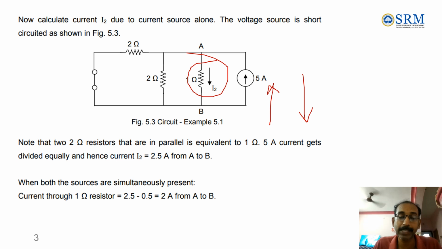Right? Both the currents are opposing each other, so the net current flowing through this 1 ohm resistance when both the sources are applied simultaneously is 2 ampere. This is the answer. Because the previous one is 2.5 and this one is 0.5, both are opposing, you have to take the difference. It is 2 ampere from A to B, because the A to B current is the higher magnitude. 2.5 ampere is the higher magnitude compared with the previous one, that is 0.5. Right?